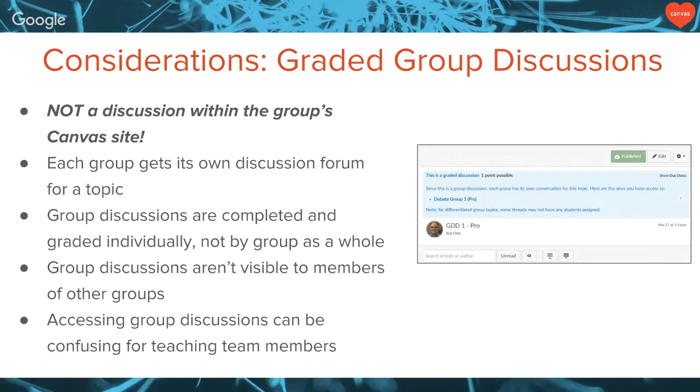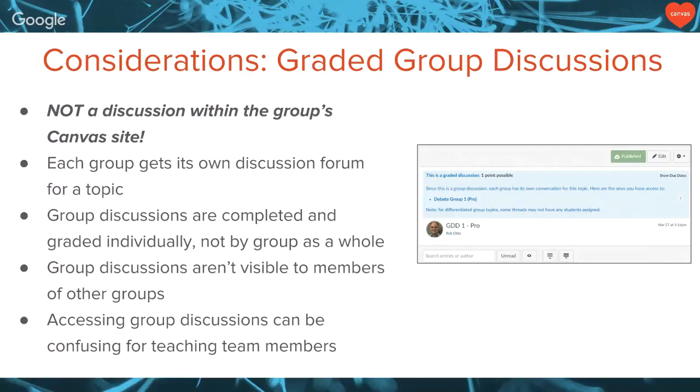Each group will get its own discussion forum for a particular topic. And unlike most group assignments that we've been talking about thus far, which are completed collectively by a group and submitted by one student on behalf of all group members, group discussions are limited specifically to the members of the group that it is assigned to, and completed and graded individually by those group members, not by the group as a whole. So graded group discussions behave quite differently from regular discussions, in that they are limited to group membership, and also different from group assignments in that they are completed individually, not by group members.